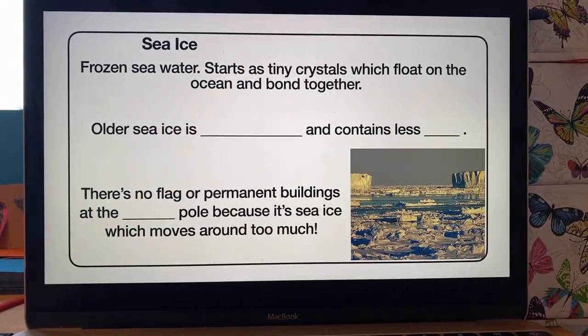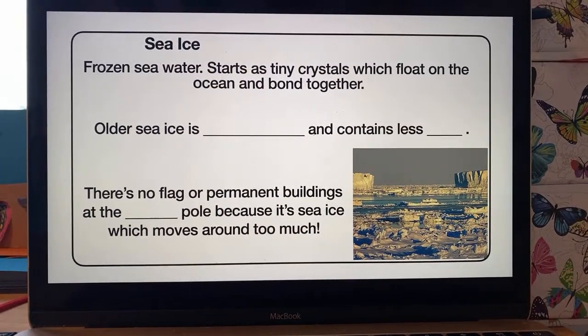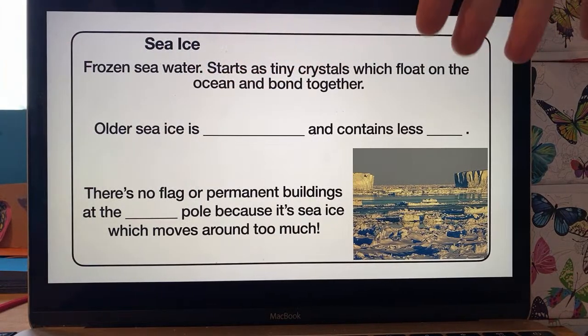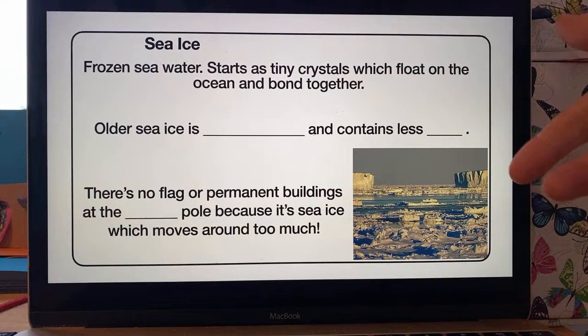A little recap of sea ice. This is horribly worded, but I'm going to leave it open. Sea ice is frozen seawater, right? It's just seawater that has frozen on the top. It starts as tiny little crystals, frazzle, which float on the ocean and bond together. So I've put: older sea ice is something and contains less something. I should have said "than young ice" at the end, because it could be like older ice is something and contains less something than cats.